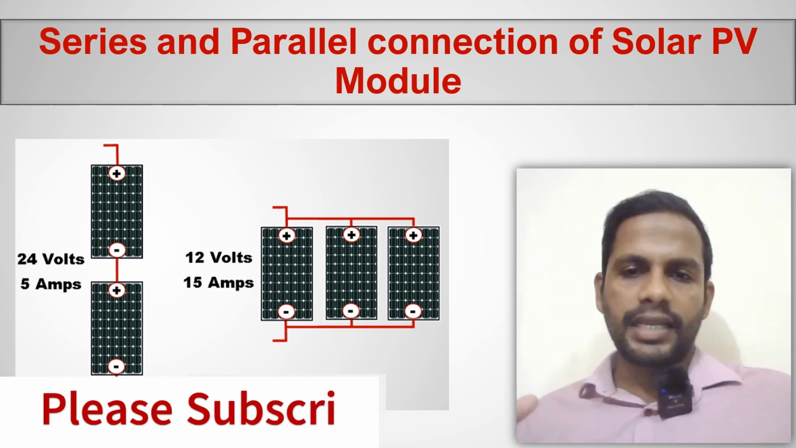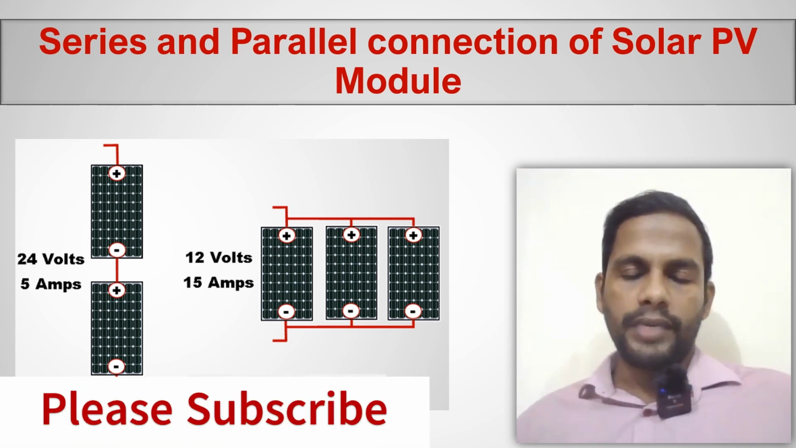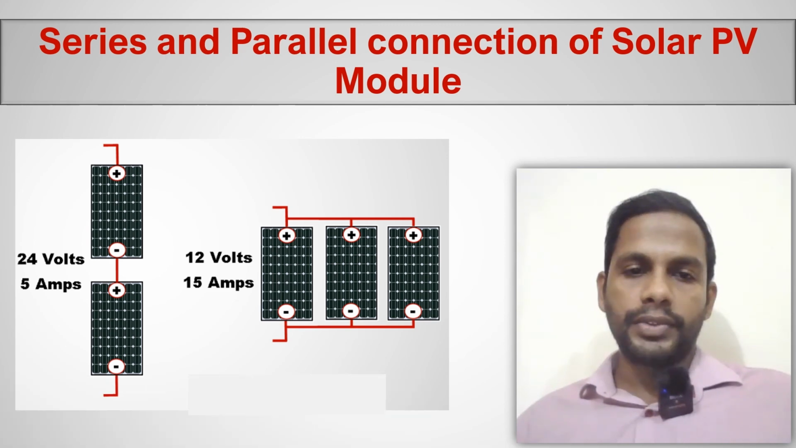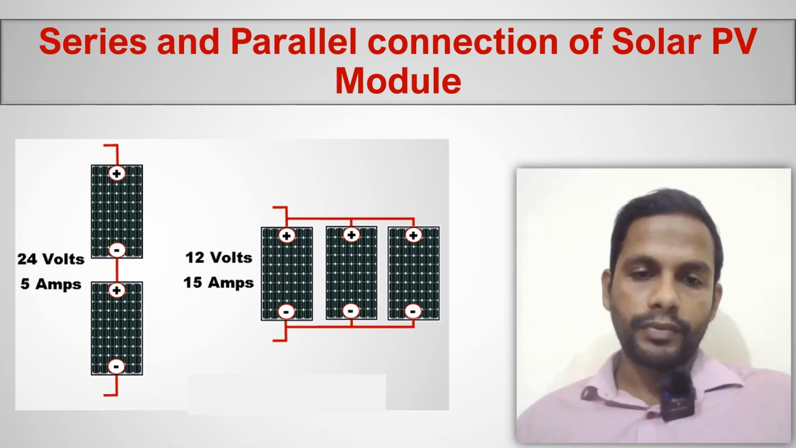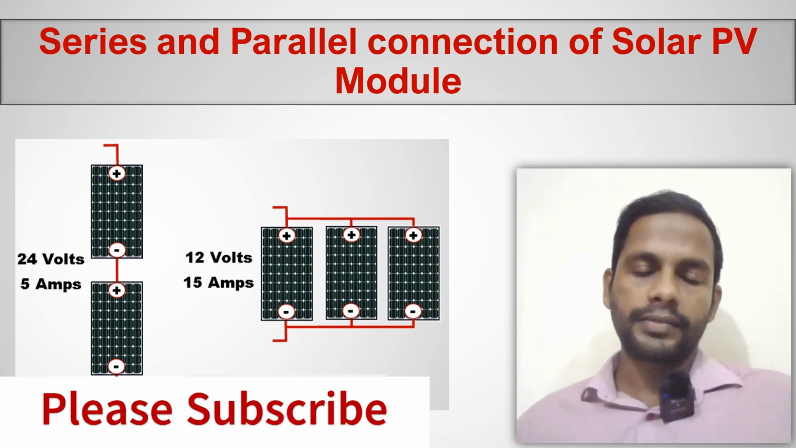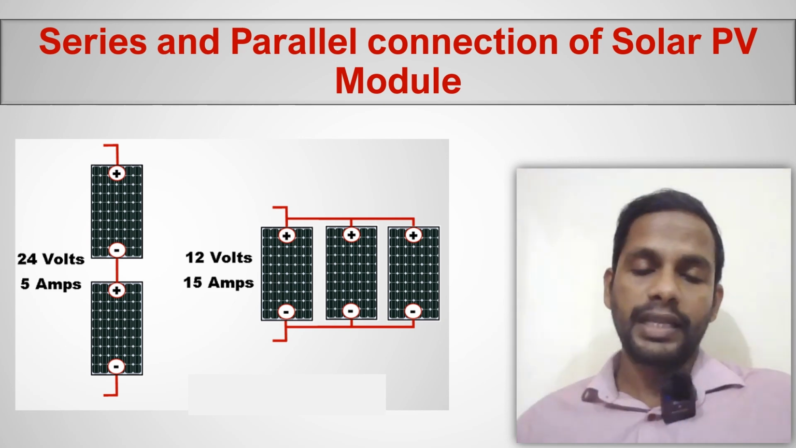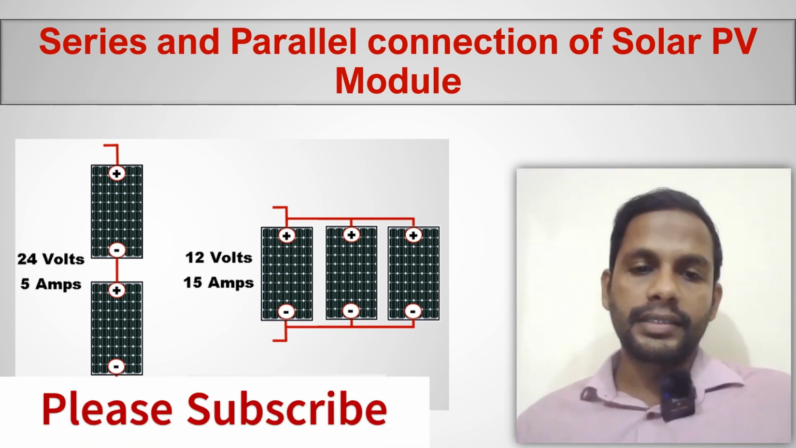So this series and parallel connection is the fundamental of solar PV system design. For example, if you want to install a 5 kilowatt solar PV system, we have to buy a number of solar modules. Each module will probably have 200 or 250 watts. We call them panels in general terms.